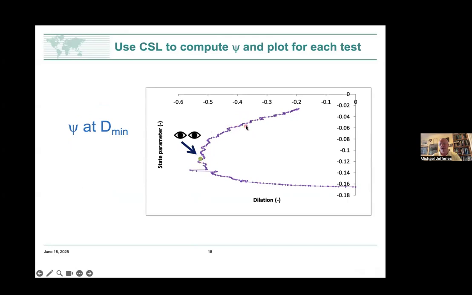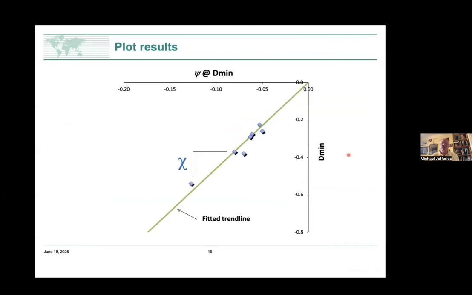And what I've done here is used, in my mind, a thick pencil to draw a line through those data points and said, I think that is the point of minimum dilation, and that occurs at a state parameter of minus 0.12. So that's how we pick out the dmin and the psi at dmin, and that then gives us another plot which looks like this. So this is the state parameter at the occurrence of dmin.